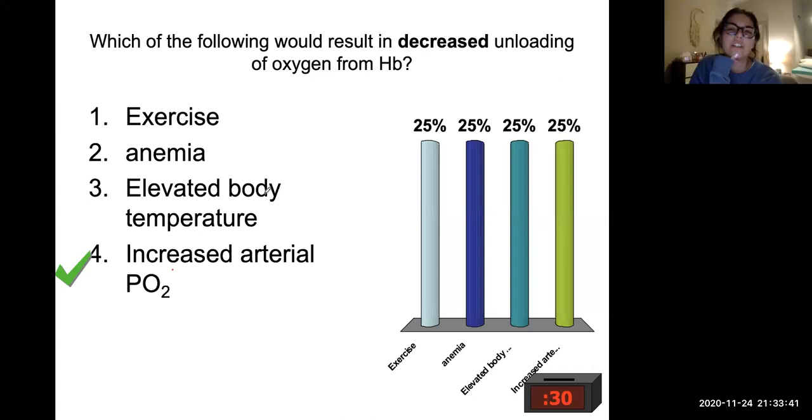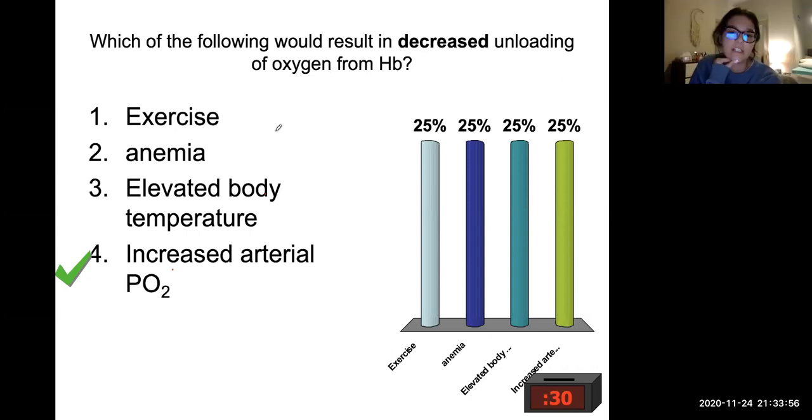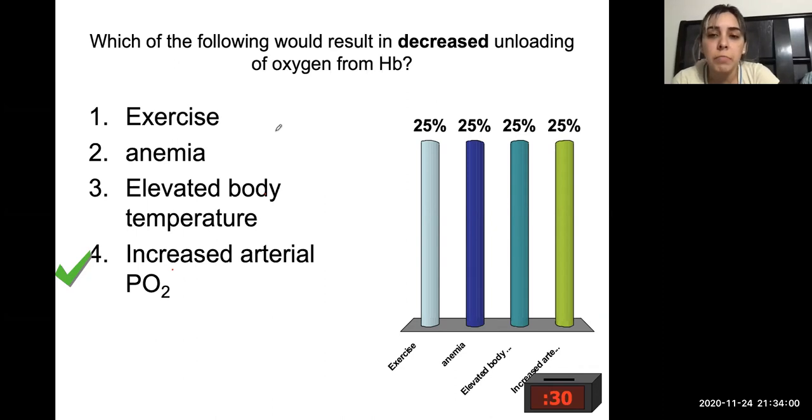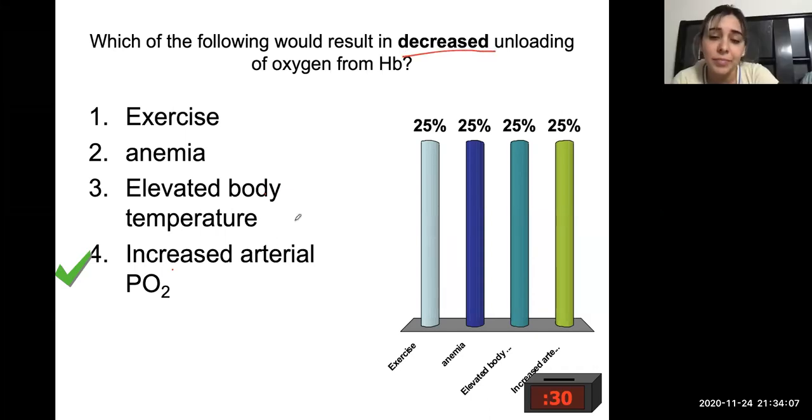Mhm. I feel like she worded the question not well. I feel like she could have said something like decreased amount of activity in the skeletal muscle, so it would unload less. But she doesn't. She'll use this on the test. Yeah.